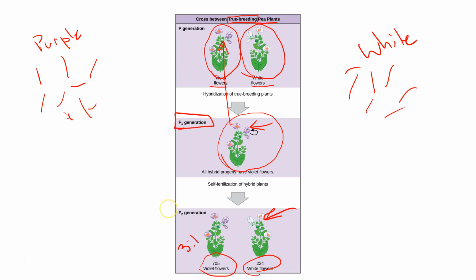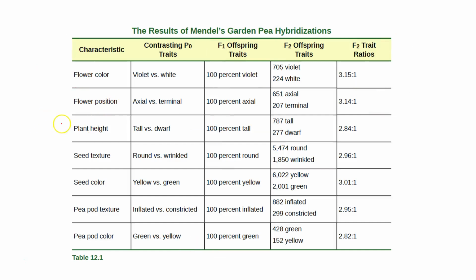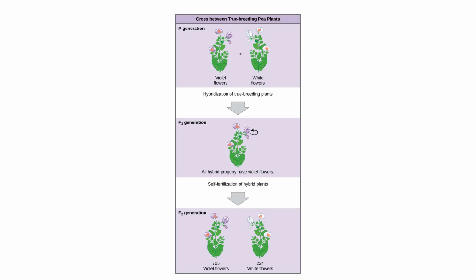And this was consistent through a variety of traits that he looked at. He looked at flower color, as I mentioned, and also flower position, plant height, seed texture, seed color, pea pod texture, pea pod color. For all these traits, when he counted up all of the F2 offspring, that second generation, the ratio was always close to 3 to 1, 3 to 1, 3 to 1. That was so consistent, it was hard for it to be coincidental.